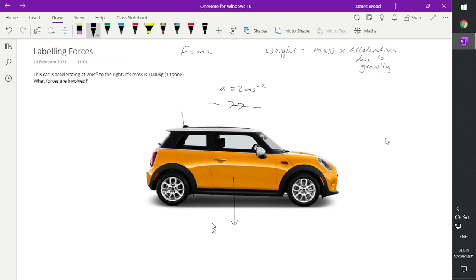So here we can label it as 1,000, which is the mass, times 9.8. Okay, so that'd be 9,800 newtons of weight. We could also label it, instead of using the 9.8, we could just use the letter g, 1,000g. Okay, we quite often do that instead in mechanics.